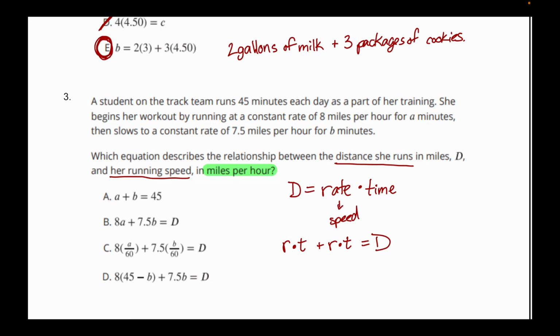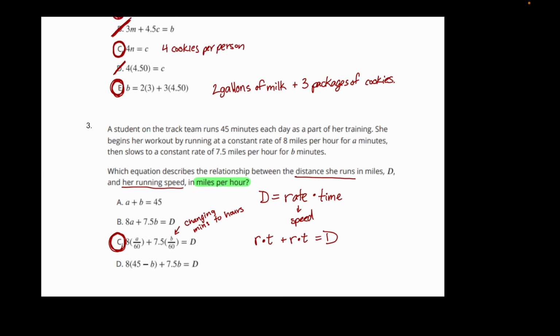So we would be taking her time, and we would be using these ones right here, C, or choice C, because we have to switch from our minutes into hours. So this is changing minutes to hours by dividing it by 60. So we have both the speeds multiplied by our time, but our time is also then changed into hours. And that's it for question 3.